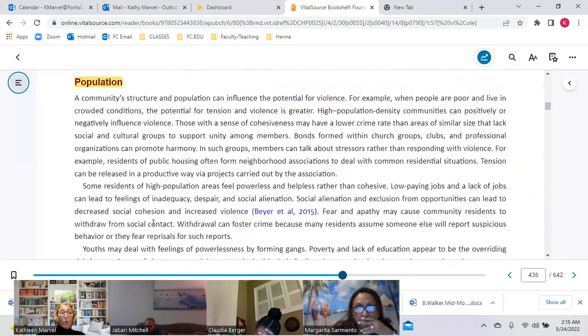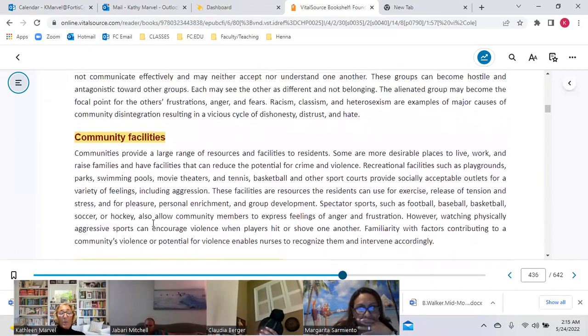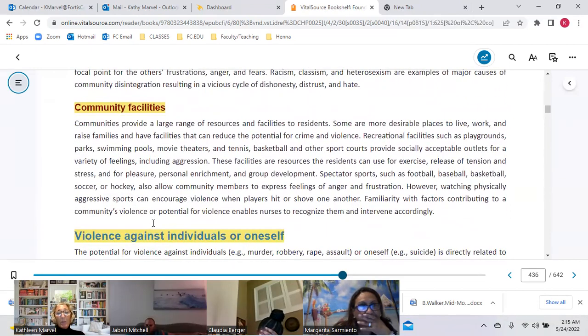What if your makeup in the community, next to last one, is community facilities? What if you're a community that has rec centers and pools and playgrounds for the kids and movie theaters and all that, to keep people busy doing things? But what if you're a poorer community that doesn't have any of that? What are these kids going to do? What are people going to do? So all those are factors contributing to violence.